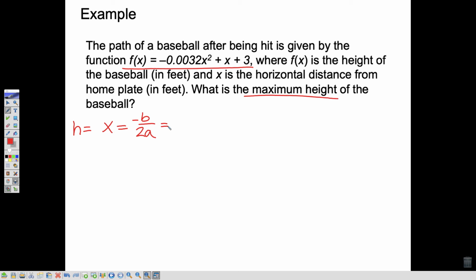Okay, so b is 1. So negative 1 over 2 times a. How did you know that b is 1? Because it's the coefficient of x. Okay, what is a? Negative .0032. It wants to know the maximum height, and we do need to figure out what x is. x is probably the time. The height is f of x, correct? So I'm going to have to find the y once I find the x, but I just have to find the x first. This is probably a problem I might want to do with the calculator at some point.